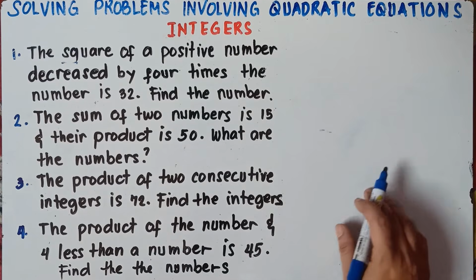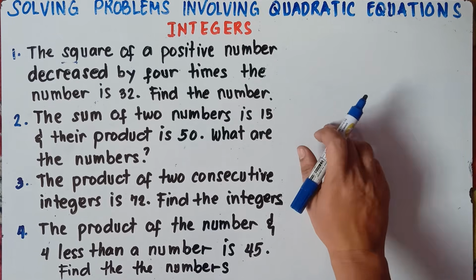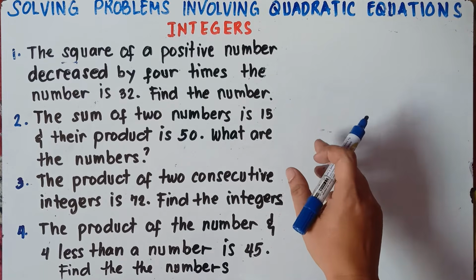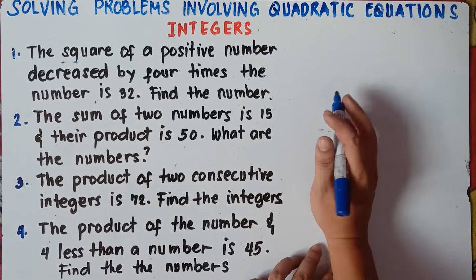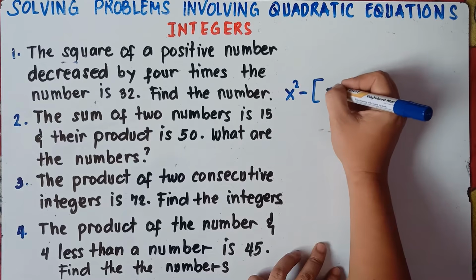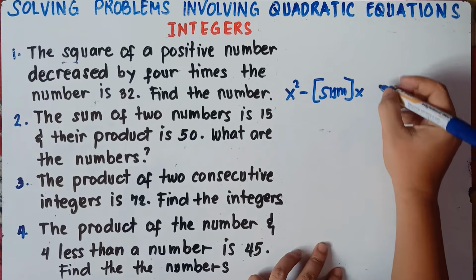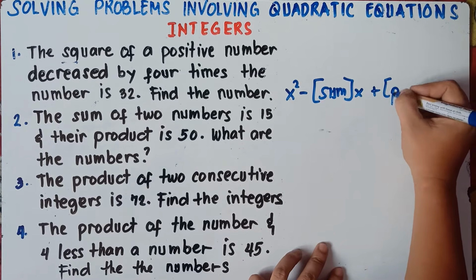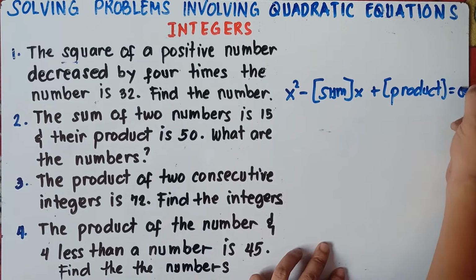Alright, now if you have this kind of question, class, given the sum and product of the two numbers, the thing that you will do, class, you just need to remember how to write the quadratic equation given the sum and product. And this will be the formula, class. That would be x squared minus the sum, times x, plus the product, and then that's equal to 0. This is very easy, class, for number 2.